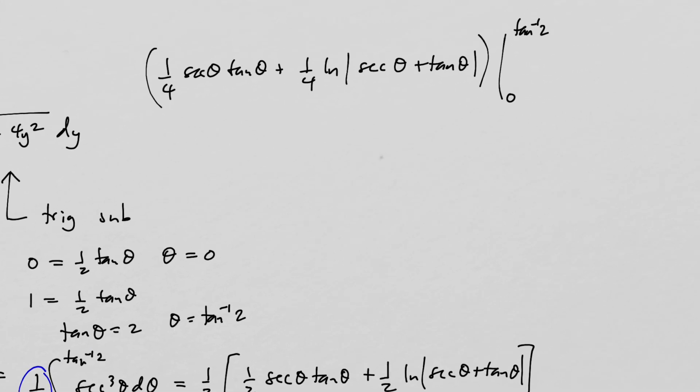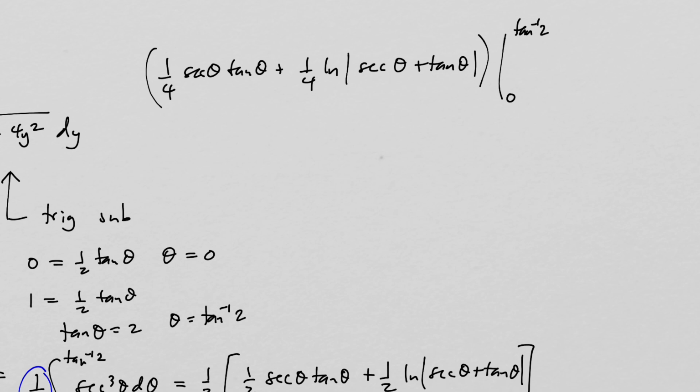And this is going to get a little bit interesting. Let's just talk about plugging in 0. When you plug in 0, tangent of 0 is 0, and secant of 0 is 1. So when you plug in 0, this goes away, and when you plug in 0 here, you get 1 plus 0, which is 1. But then we're taking the natural log of 1, which is 0. So when you plug in 0, this is all going to go away. So we really only need to plug in inverse tangent of 2.